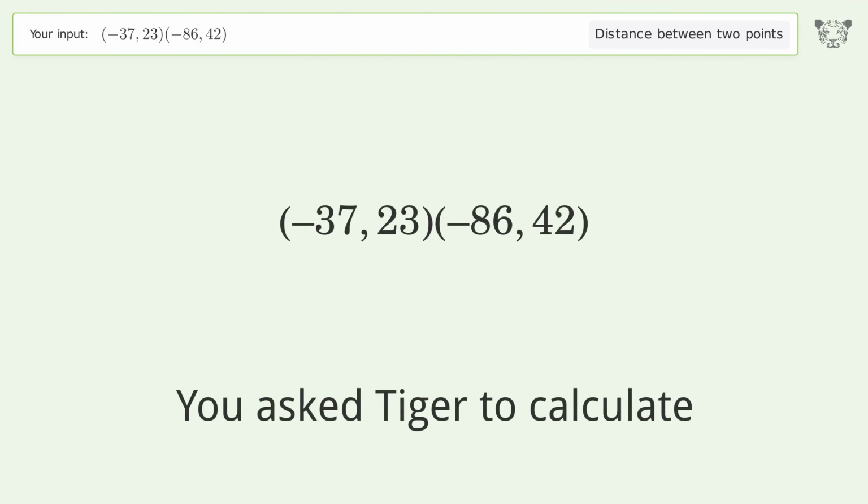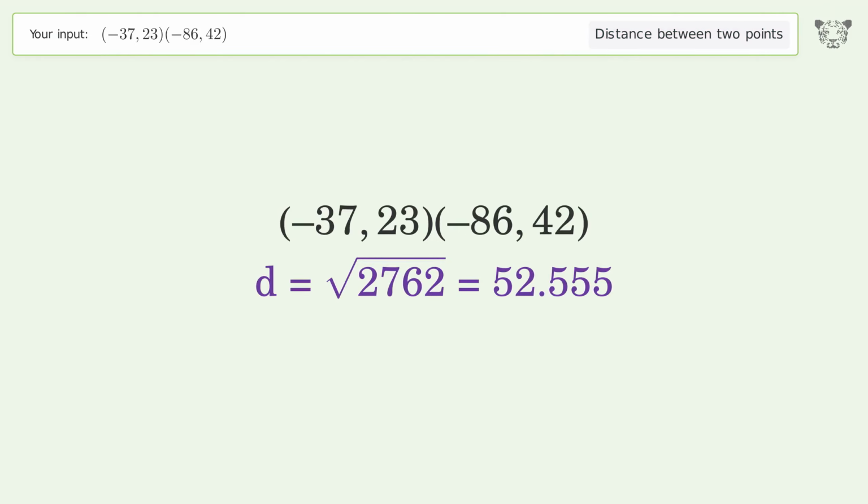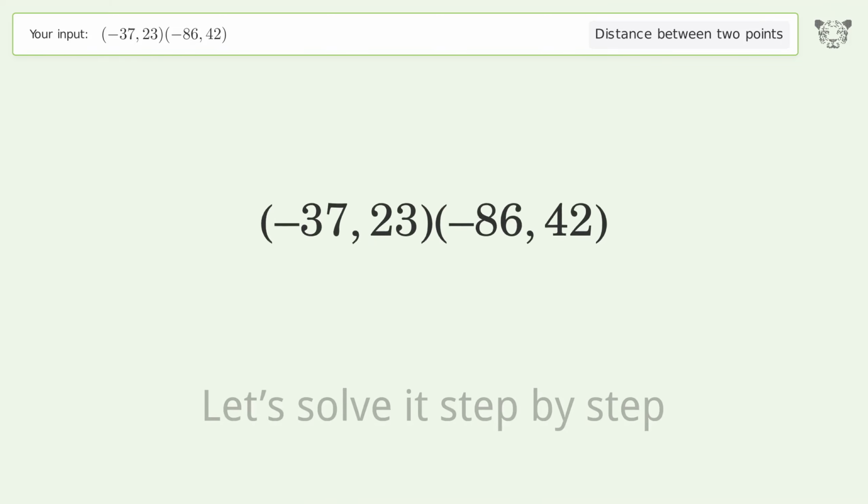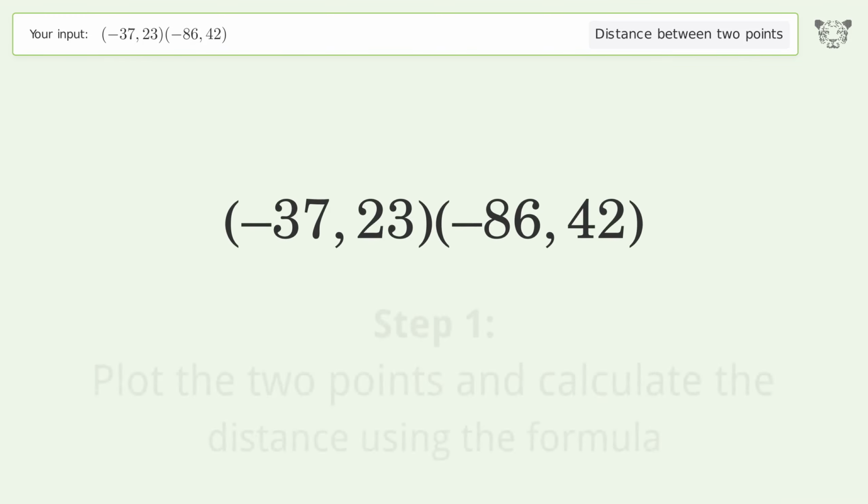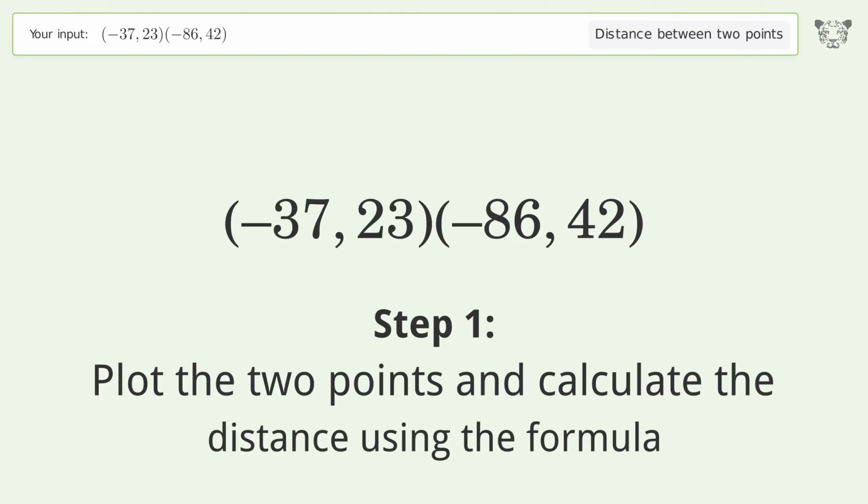You ask Tiger to calculate. This deals with the distance between 2 points. The distance between the 2 points is the square root of 2,762, or 52.555. Let's solve it step by step. Plot the 2 points and calculate the distance using the formula.